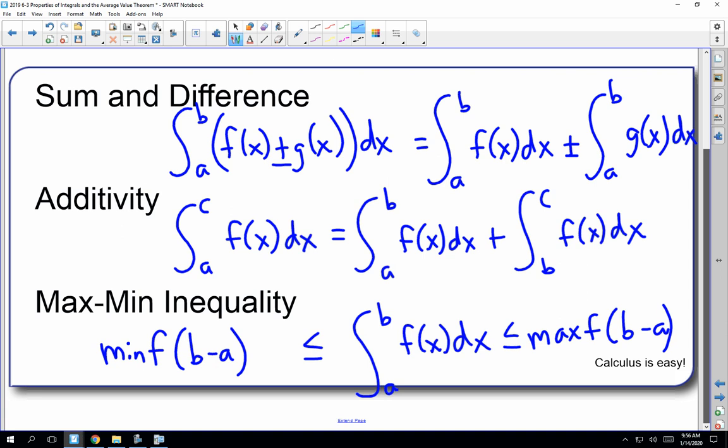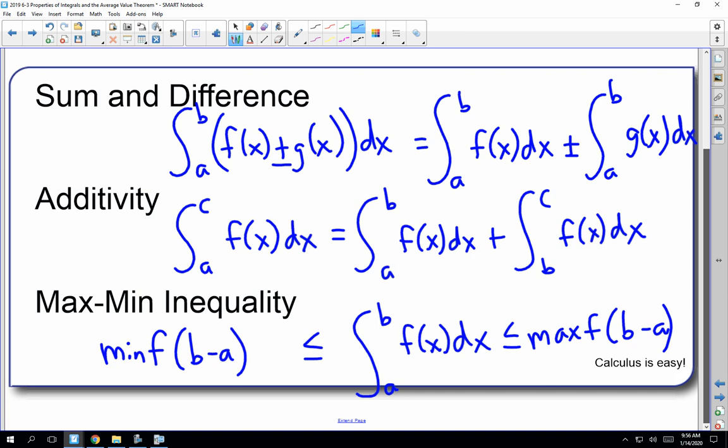The integral of the function is going to be between, if you took the minimum value of the function, so the way you get the minimum value is you might use derivatives, set the derivative equal to 0, find the minimum or the maximum. If you multiply that minimum value by the length of the interval, it will be less than or equal to the entire integral. And if you find the maximum value of the function, in other words, the highest y value, and you multiply that by the length of the interval, it will be above the integral from a to b of f of x dx.